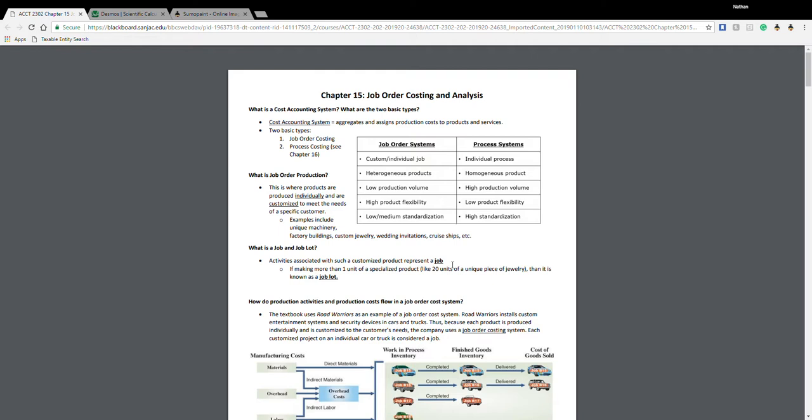A job lot is when we're making more than one unit of specialized product, usually like 20 or 30 or maybe 60. Maybe we're making 5 different cars at the same time. All these are known as job lots. We just put them all together.